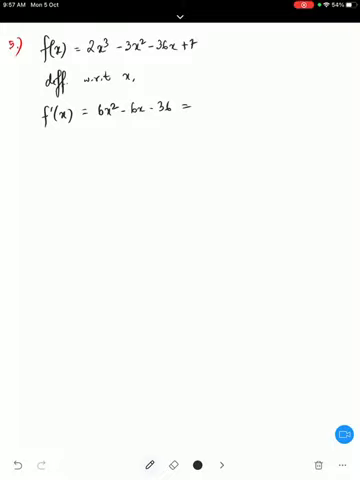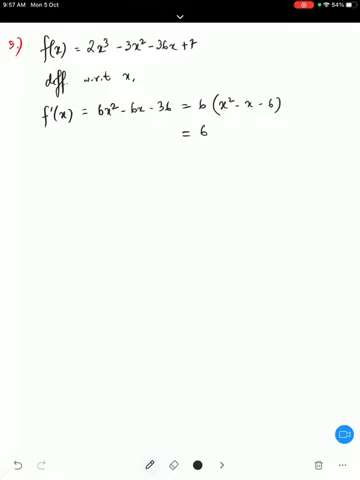So now we can take 6 common from all of them. If I take 6 common, I get x square minus x minus 6. So this is what I get. Now this is a quadratic equation, so since this one is a quadratic equation, let us factorize this one.